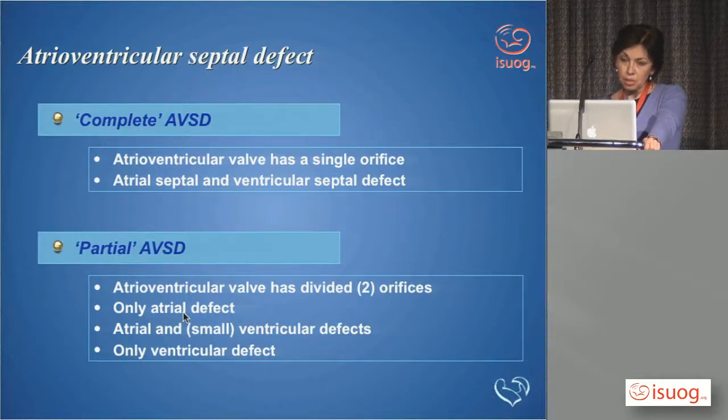If you only have an atrial septal defect, that's a primum ASD, but you can have an atrial and a ventricular defect with two valves, and just occasionally, and this is highly associated with Down syndrome, you can have an AV septal defect where there is only a ventricular septal defect.